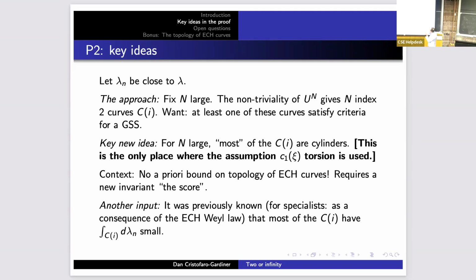Maybe more important, especially if you're a non-specialist, is that you also know that these curves are very, very small. They have very low d lambda integral. So if you want to think of them as flow lines in Morse theory or something, it's like saying that the values of the Morse function on the asymptotics are very close together. The reason we know that is as a consequence of this so-called ECH-Weil law, which says that the asymptotics of the curve grow like root n, but there's n of them. So on average, they're like O of 1 over root n.